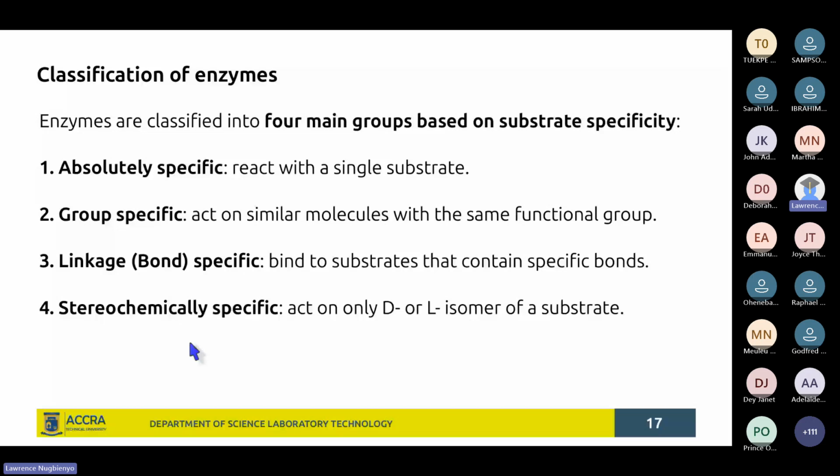And we'll take a look at examples of these for us to have a better understanding of it. You have some enzymes also which are bond specific. They act on some specific bonds or linkages in compounds. And then you have what we refer to as stereochemically specific enzymes. And these will be, you have enzymes which will be acting on either the D isomer of a substrate or the L isomer of a substrate.